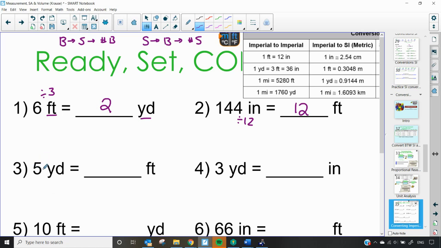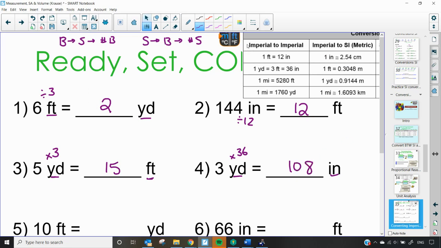For the next example, I have 5 yards converting to feet. Yards are bigger than feet, so if I'm going from a bigger unit to a smaller unit, my number should get bigger. So I'll be multiplying by 3, gives me 15 feet. And the next example, I've got 3 yards to inches. Yards are bigger than inches, and looking at my chart, there are 36 inches in a yard. So I'm going to multiply by 36, gives me 108 inches.